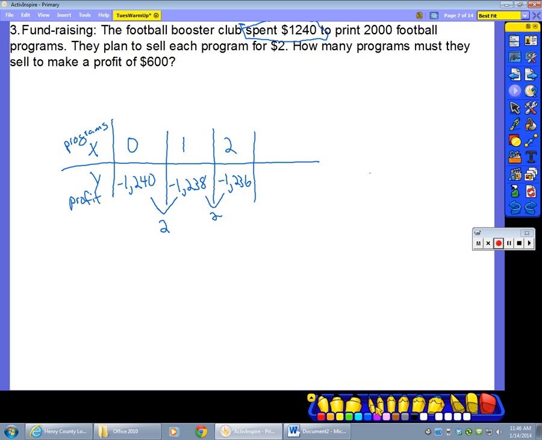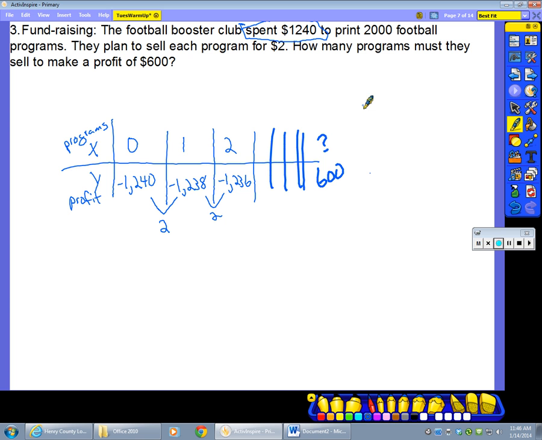All right, now I could keep going until I reach $600 profit. Okay, and then see how many programs they sold. But that would take forever.